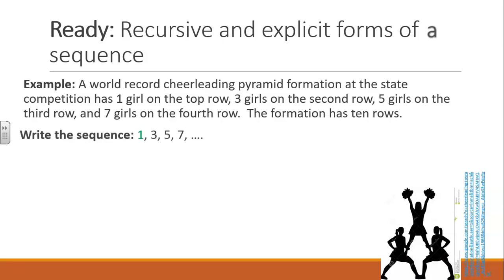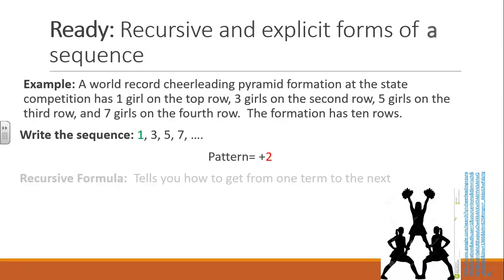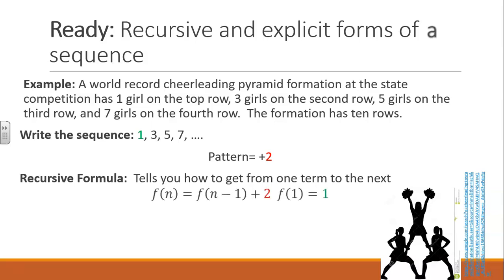We'll write the sequence as 1, 3, 5, 7. And the pattern is adding 2 each time. The recursive formula tells you how to get from one term to the next, which would be f of n equals f of n minus 1 plus 2, where f of 1 equals 1. This plus 2 is representing how the pattern is changing, the common difference, and the 1 is the first term in the sequence.